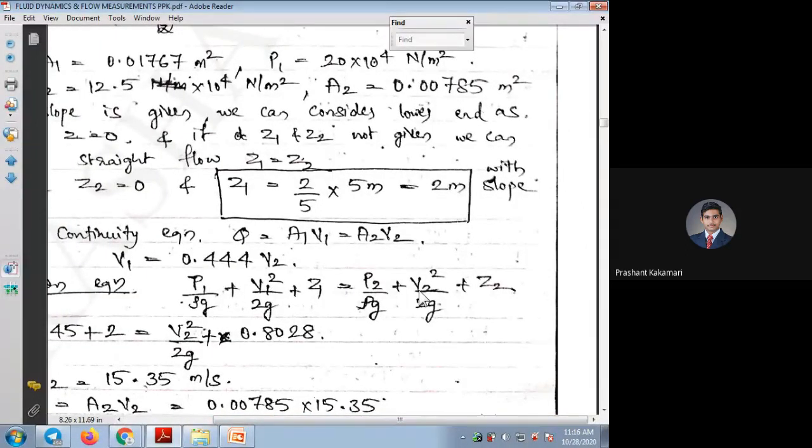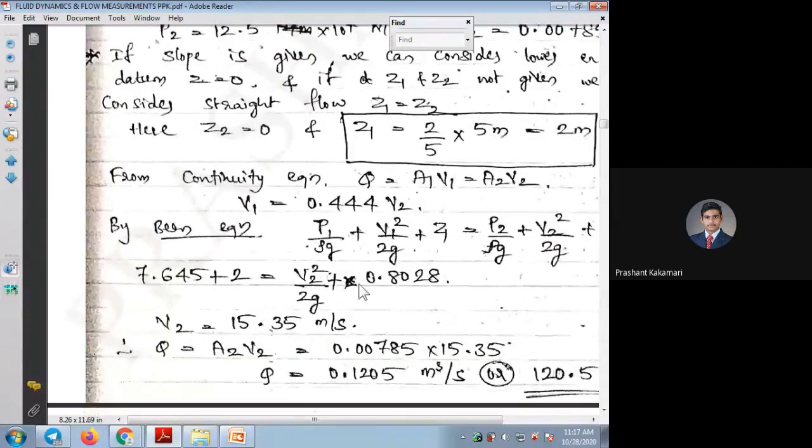V1 and V2 are not known. But what we can do here is write V1 as 0.444 V2, so that both sides become V2. Or else you substitute V2 as V1 by 0.444. That also can be done. Keep any one velocity. Z1 is 2 meters, Z2 is 0 meters. By this one can find velocity 1 or velocity 2, any one value. As V1 is substituted as 0.444 V2, one can find the V2 value. So V2 comes to around 15.35 meters per second.